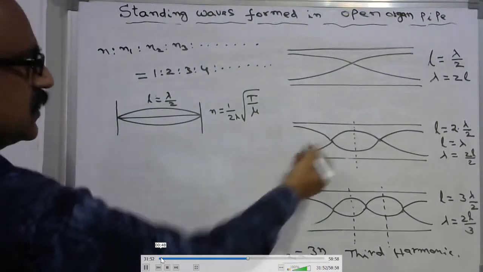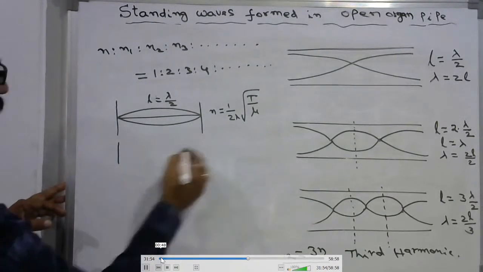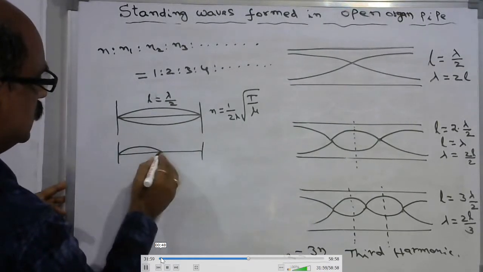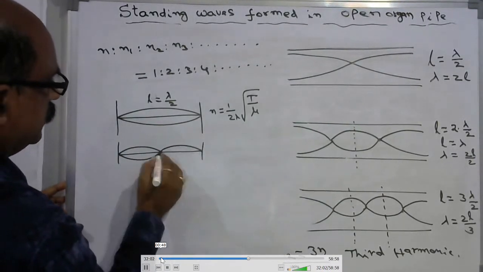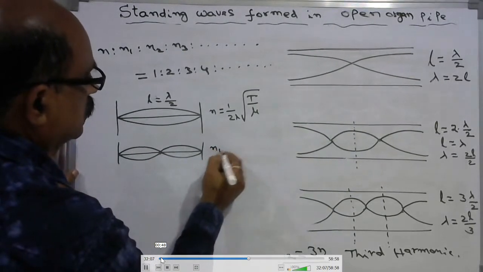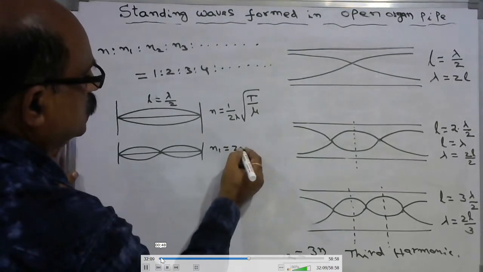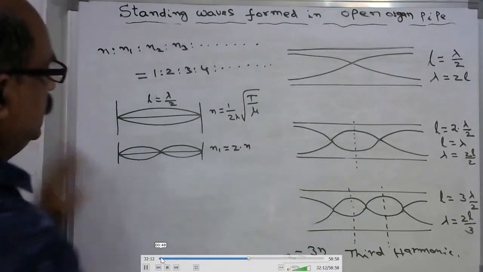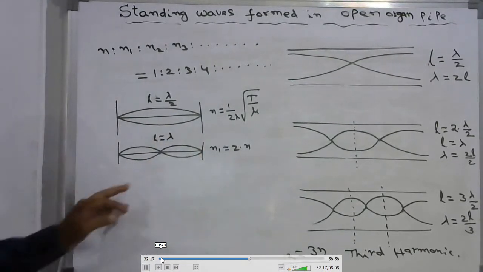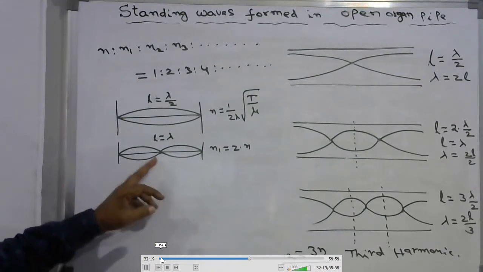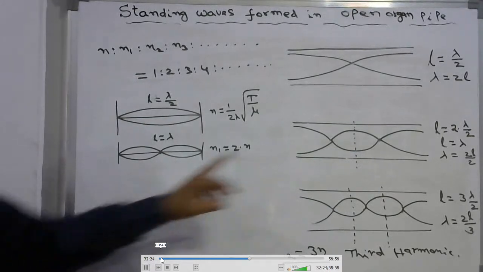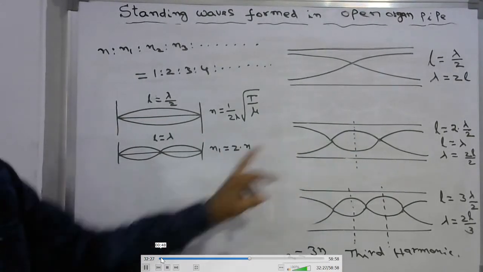In case of the second mode of vibration, for the same length, there is a possibility of formation of the string with two loops. So in this case, the first overtone is equal to 2 times the fundamental frequency. In this case, L is equal to lambda. This is the second mode of vibration or first overtone. Then you compare these two, which are equal.